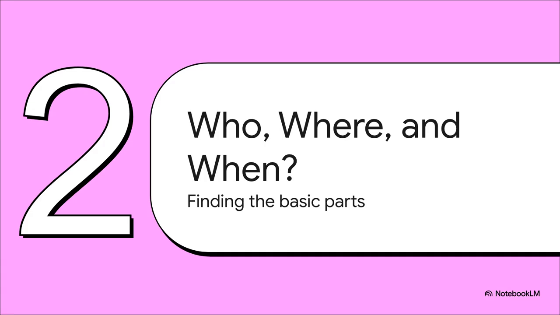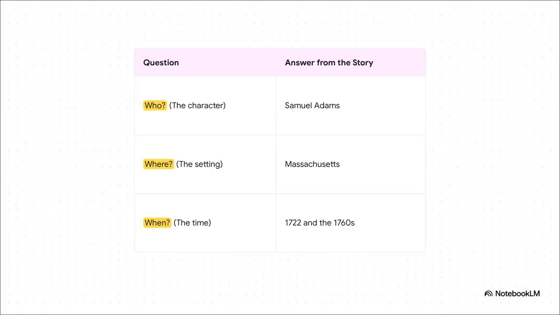All right, let's jump into our first skill. Every story, big or small, has a few basic parts. Think of them like building blocks. And the easiest way to find them is by asking 3 simple questions. And there you have it. The answers are right there in the very first few sentences of the story.